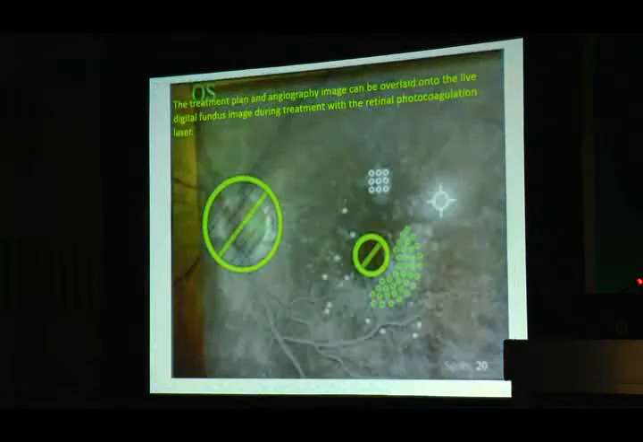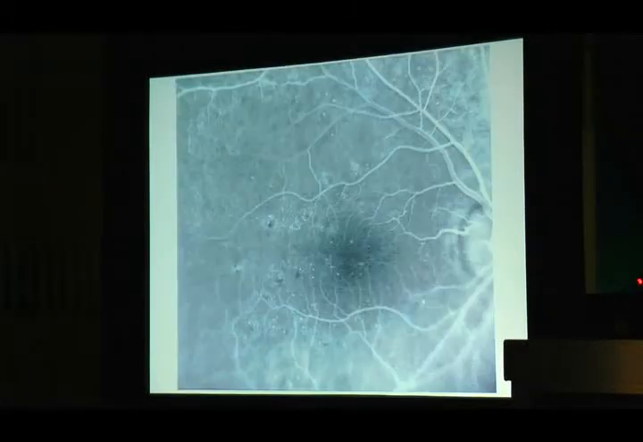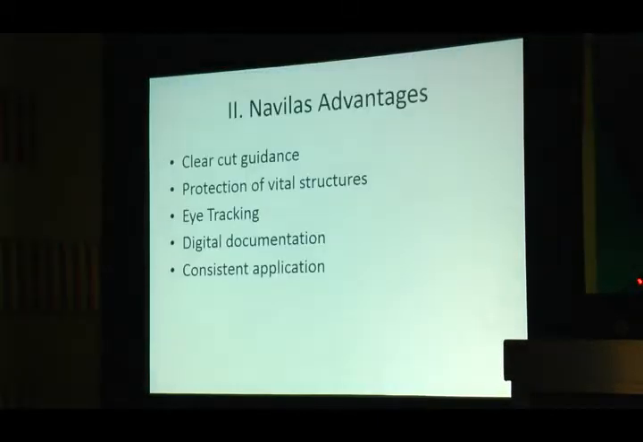So after that, you are not shooting anything. Actually, machine is doing it. When it keeps on doing, it keeps on telling you the areas which are lasered, which are not. You keep on doing it. There is eye tracking. Even if the patient is moving the eye, it will come back to the same position. This is the post laser. You can see the microaneurysms going.